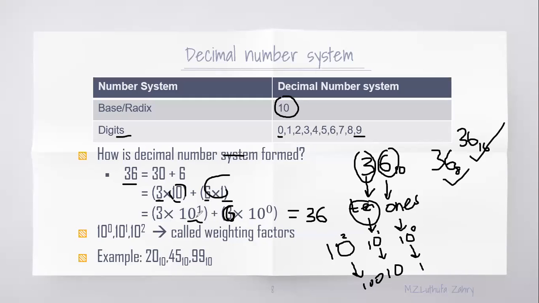Okay. So these 10 to the power 1, 10 to the power 2, 10 to the power 0, all these things are called weighting factors of the decimal number system. These weighting factors and the base of a number system will be useful when it comes to conversion. We will apply them for the conversions. For example, 20 is an example of the decimal number system. You can put the base, and with the base you can identify whether it is a decimal number system or another number system.